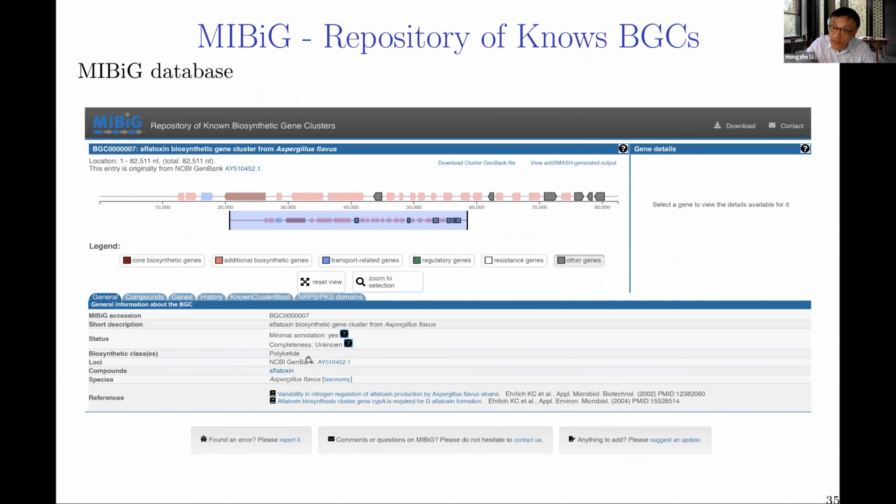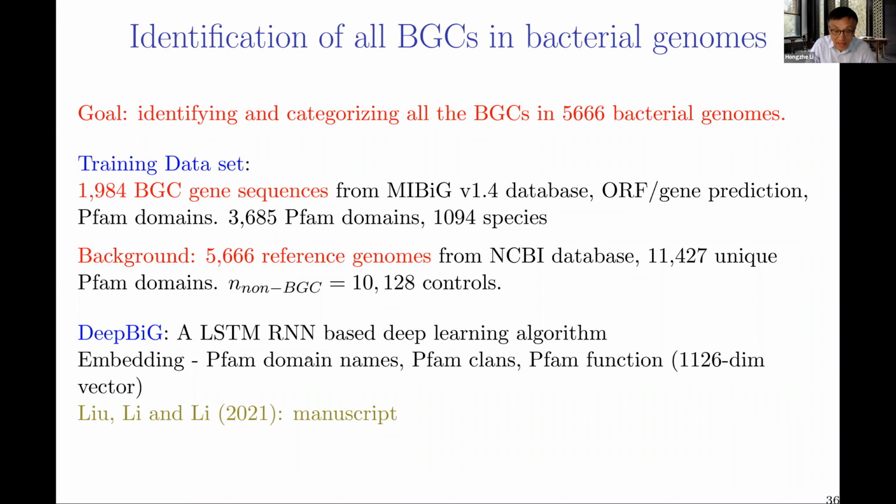We want to see which class they belong to. And that's our goal, okay? So we treated this problem as a supervised learning problem because we have training data, right? We know 2,000 some BGCs. We know their gene sequence from the database.